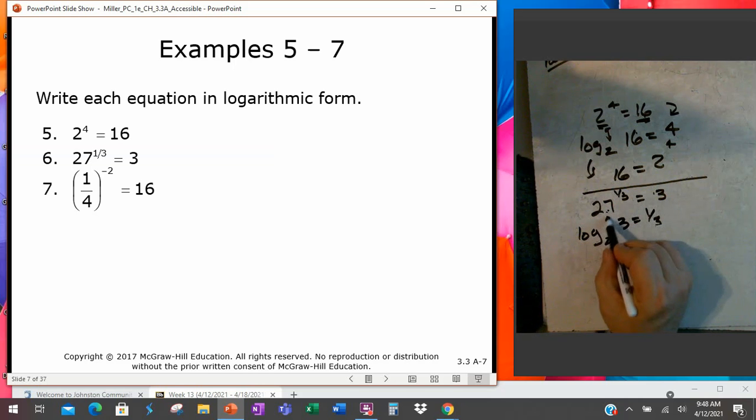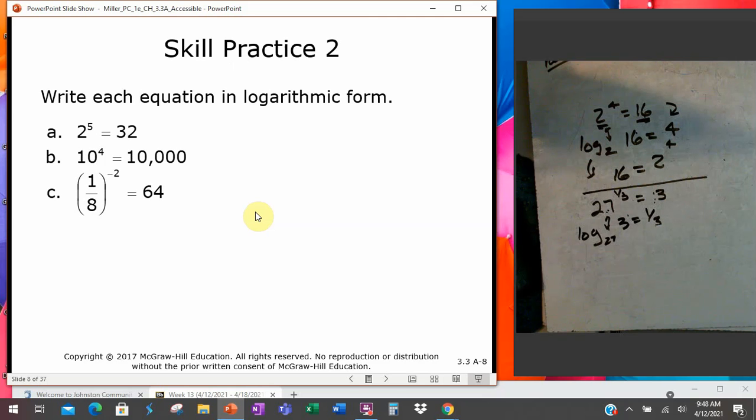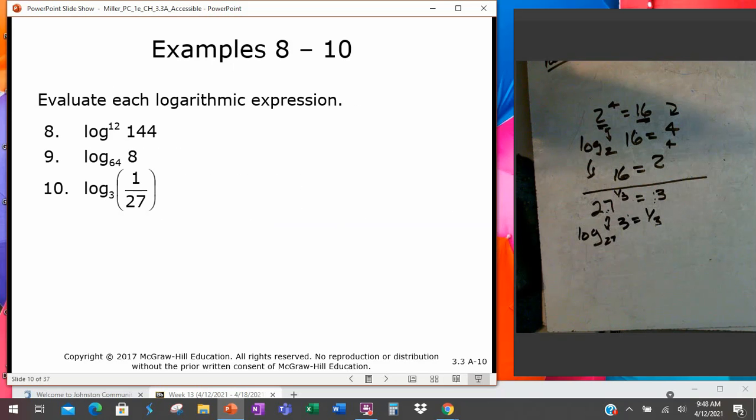Base and base. I want to represent 3 as a power of that base. What is it? That's 1/3. Let me continue.